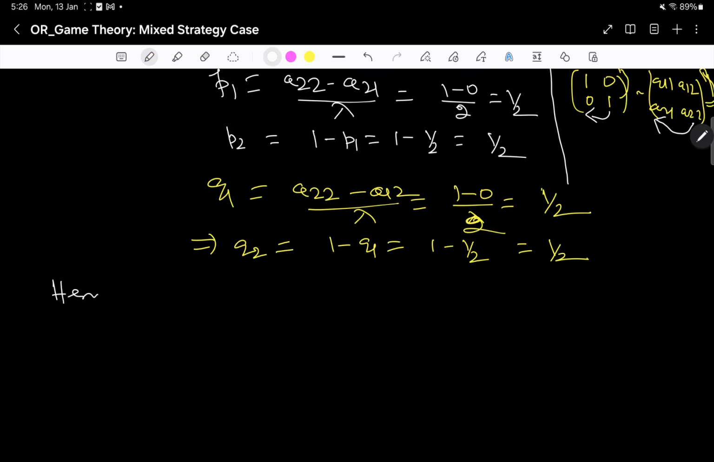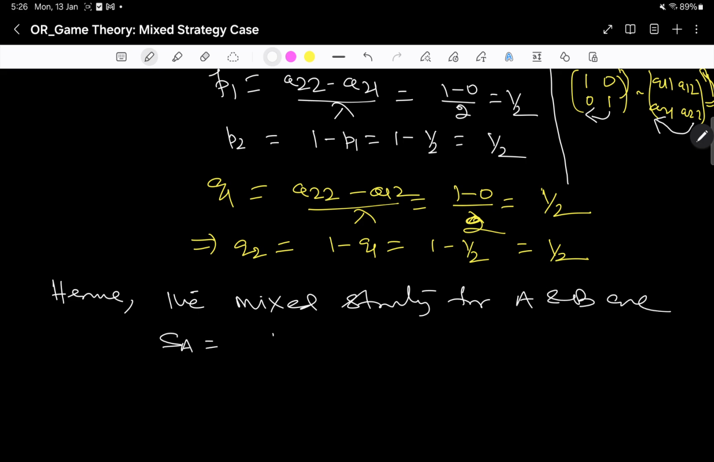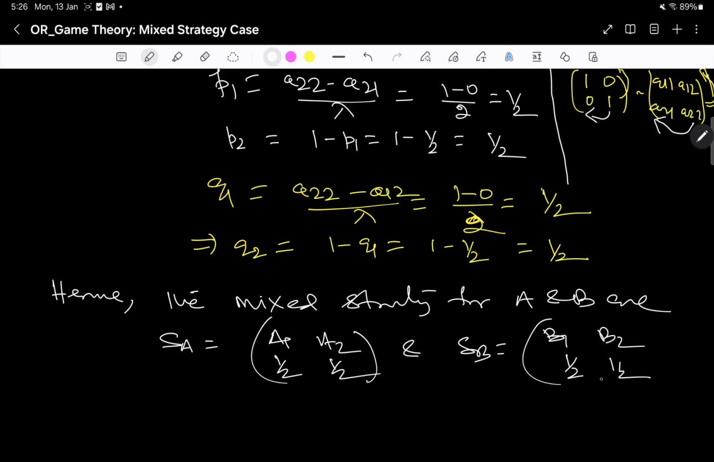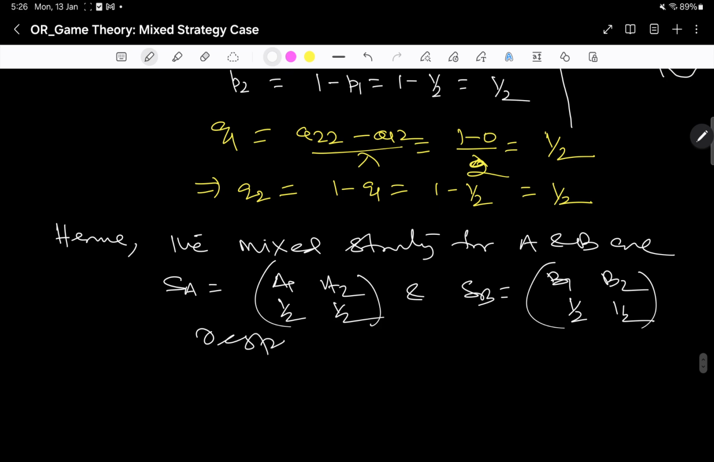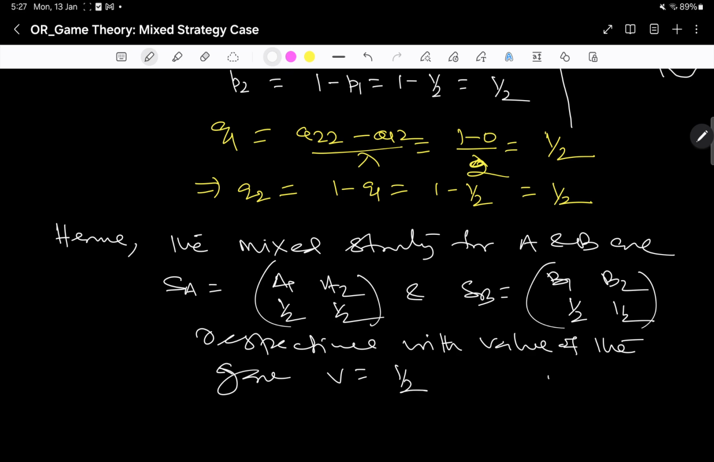So hence the mixed strategy for A and B: SA is equal to A1, A2, this is half and half, and SB is equal to B1, B2, where Q1 is half and Q2 is half respectively, with the value of the game V equal to half. So this is my answer.